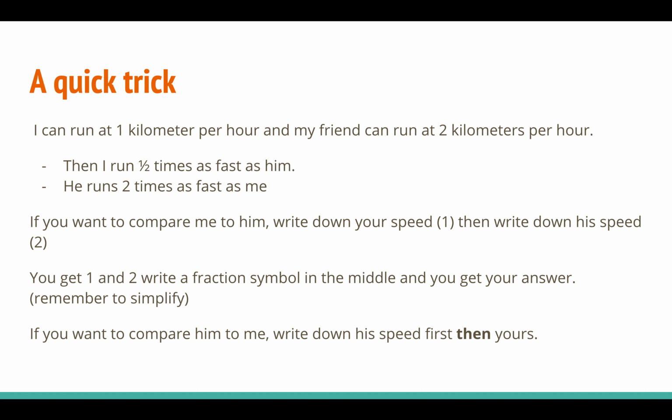Well, if you bring the same problem as last time, and you want to compare me to him, write down your speed, then write down his speed. You get 1, and then write a fraction symbol in the middle, or a division symbol, and then you try to simplify it. That's how you write down the ratio.